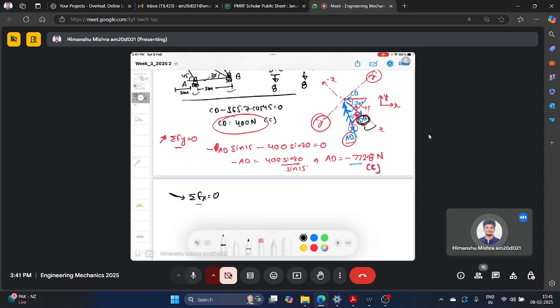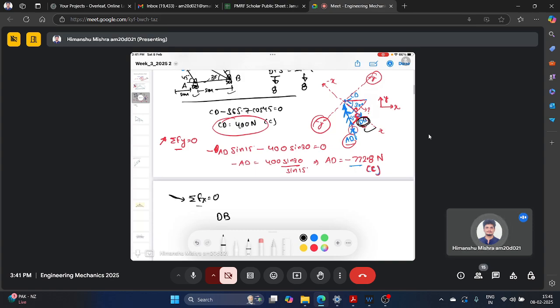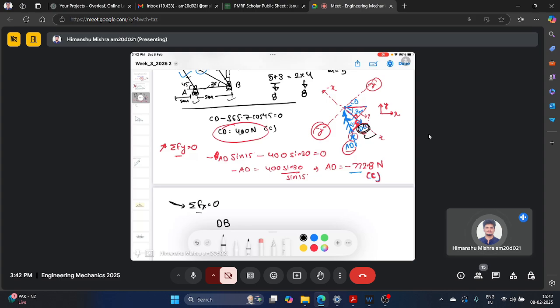So now because it's along the x direction, it will be DB. And then we have to consider the component of CD and ED. And we already know CD, and now we also got AD force, magnitude of AD we know. So we can easily find DB because it is the only unknown force in the free body diagram. So following the similar rule here, we already made the triangles for each force and found out the y component.